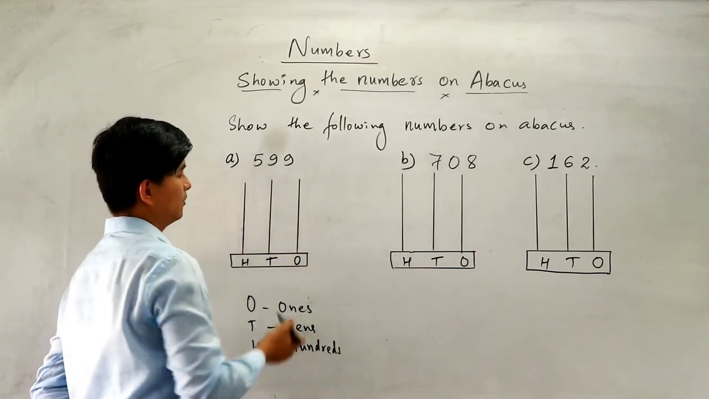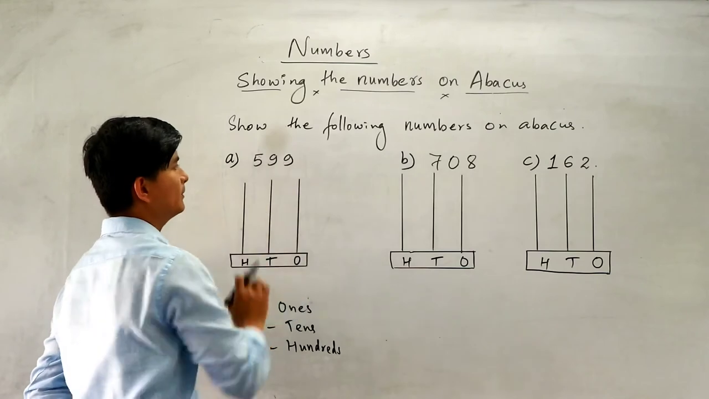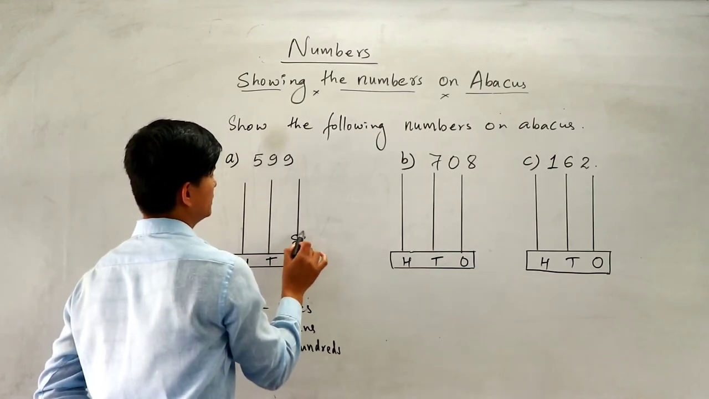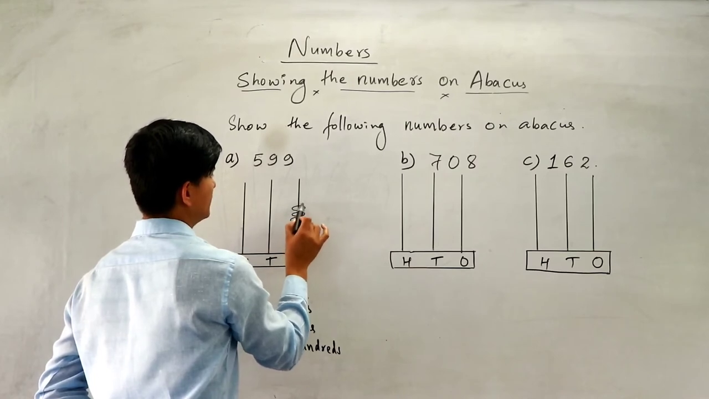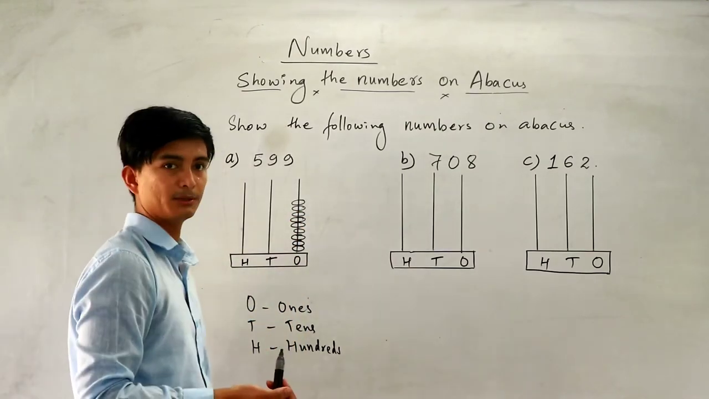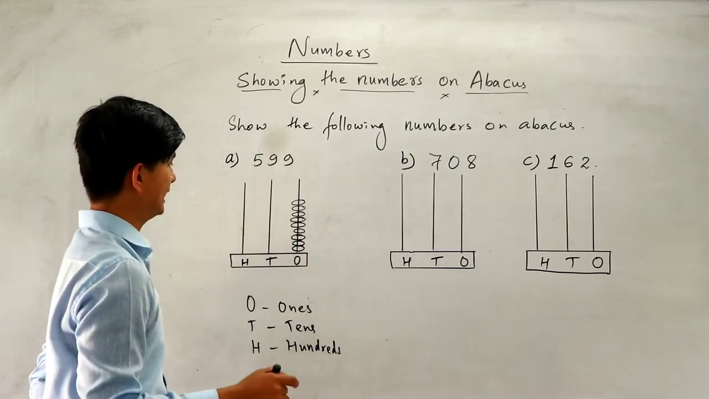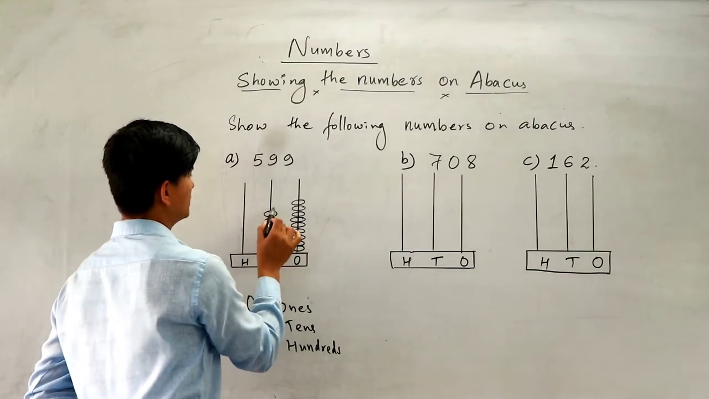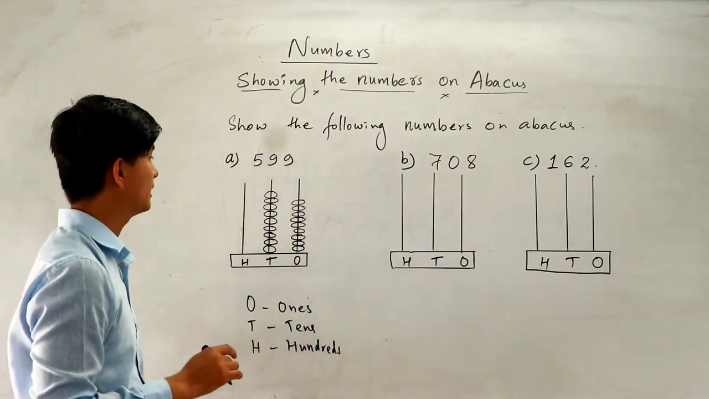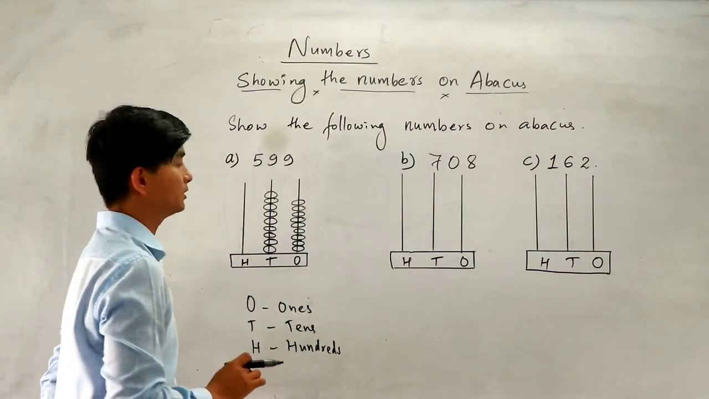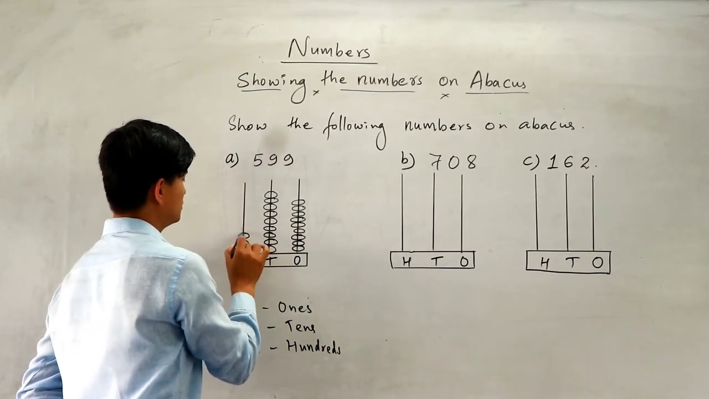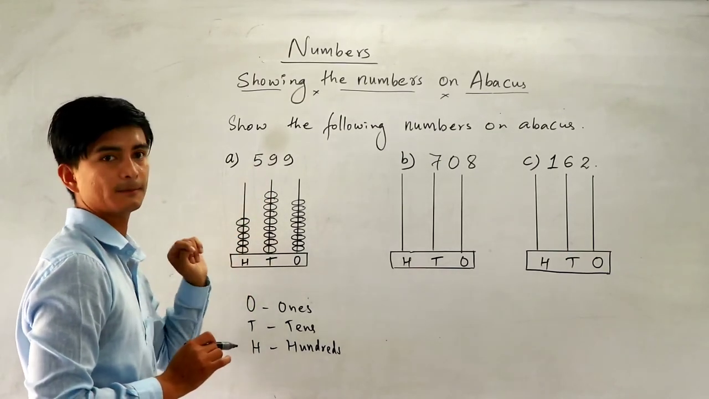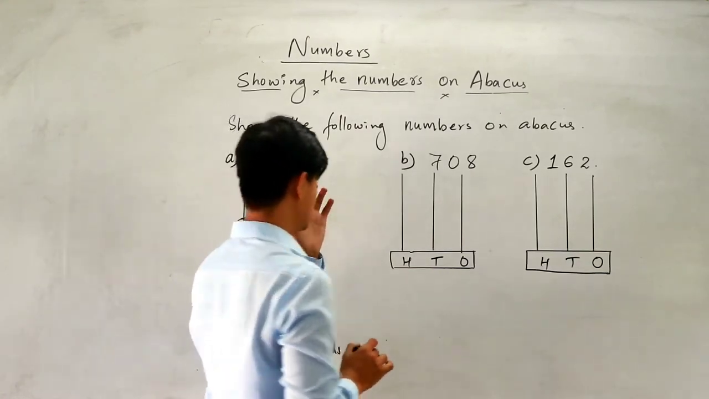So in O, I'm looking at the right hand side. In one place we have got 9, so we have to put here 9 bits: 1, 2, 3, 4, 5, 6, 7, 8, 9. Or you can say 9 rings, 9 bits. Now in 10 place we have got again 9, so here also 9. Finally, here in 100 place we have got 5 bits: 1, 2, 3, 4, 5. So it becomes 599.